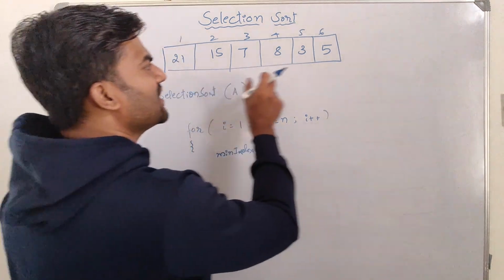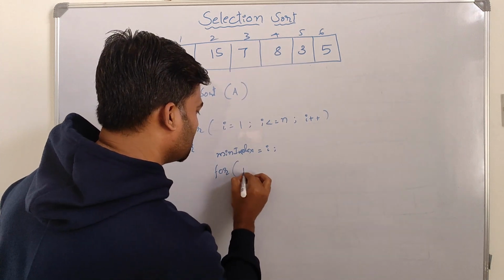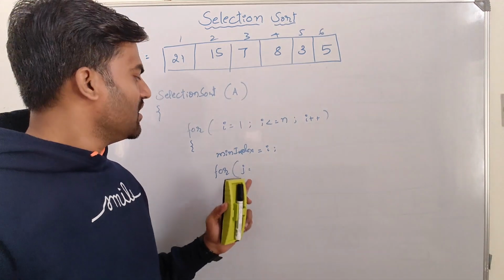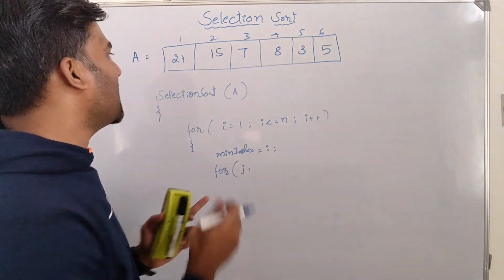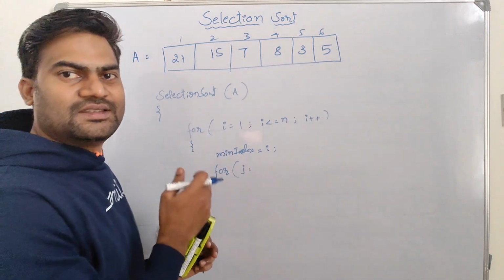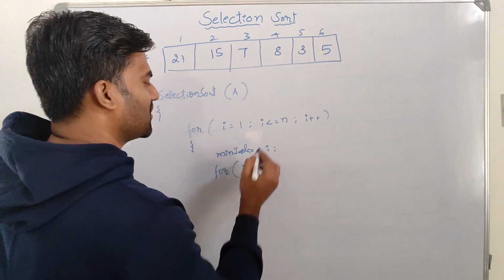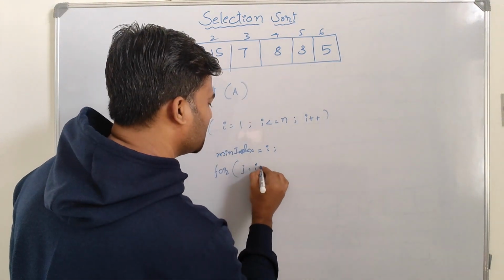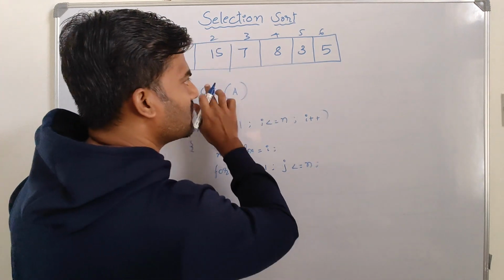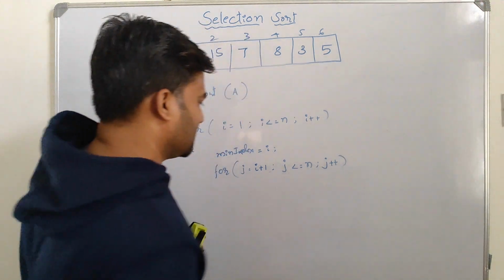Next, for scanning the remaining elements, I need one more loop. So I will take for j equal to. What exactly do we need to take as the initial j value? I cannot take 1 because I don't want to scan from the beginning, because the left side part is sorted. So I will take one element after this particular I, so that will be I plus 1, and j is less than or equal to n, because I want to scan all the elements, and j plus plus.